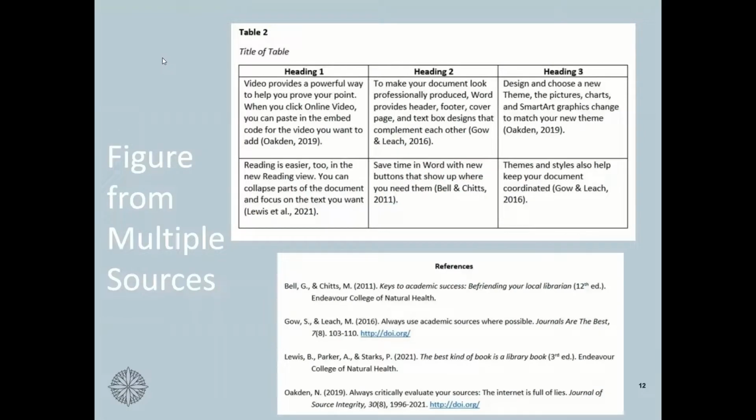And this is the other way that you can reference a figure from multiple sources. If it's very clear where two pieces of information are coming from, so for example, you have one column of a table coming from one source and another column coming from another, it's very easy to differentiate between the two. You can reference like we have on the previous slide.